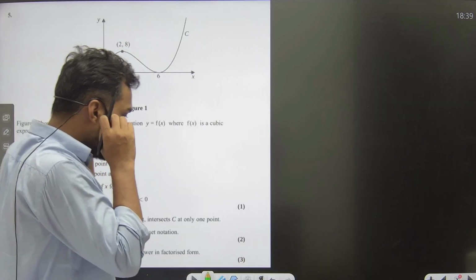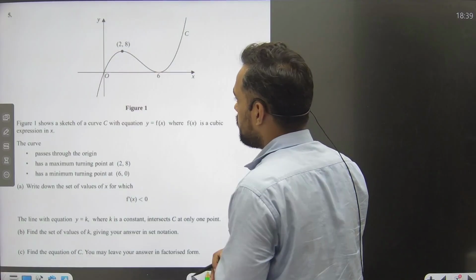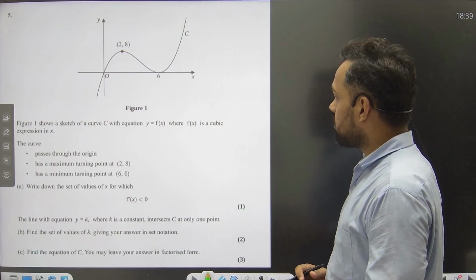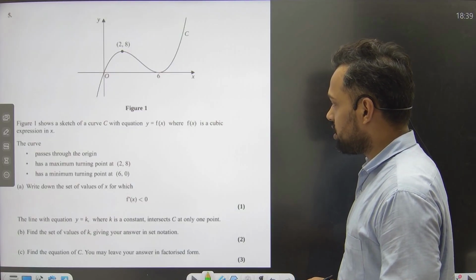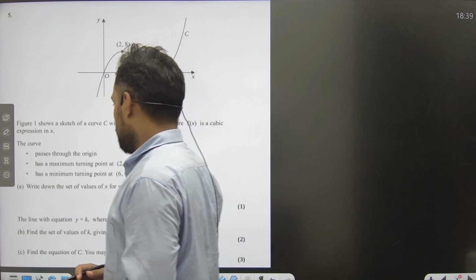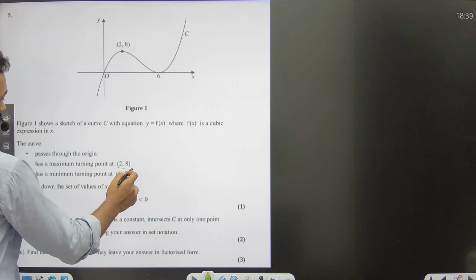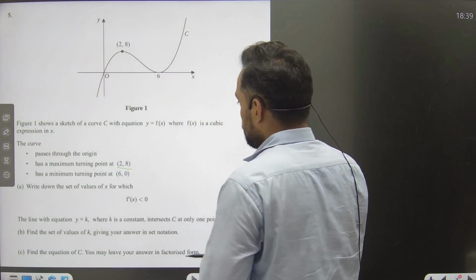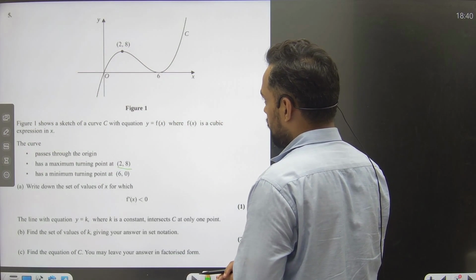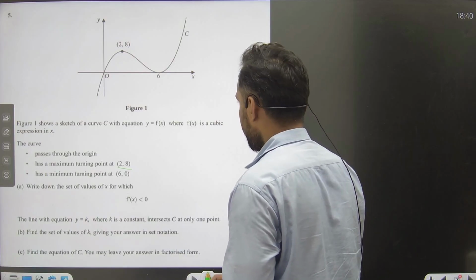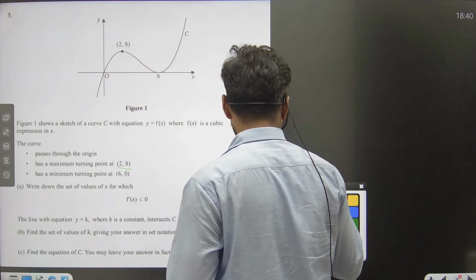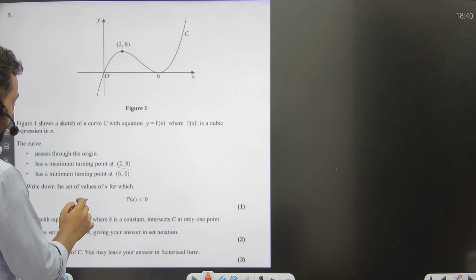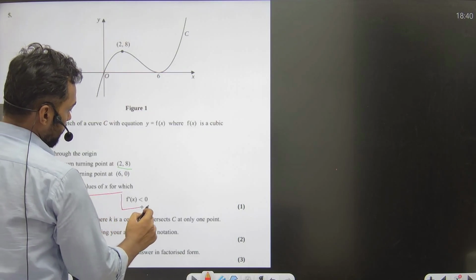Okay, let's come to the next question, students. We are given this figure, which shows a sketch of a curve C with equation y equals f(x), where f(x) is a cubic expression in x. The curve passes through the origin, has a maximum turning point at (2, 8) and has a minimum turning point at (6, 0). Write down the set of all values of x for which f prime x is less than 0. Okay, so see this question, students. I'll be using the curve C to find the set of all values of x for which f prime x is less than 0.